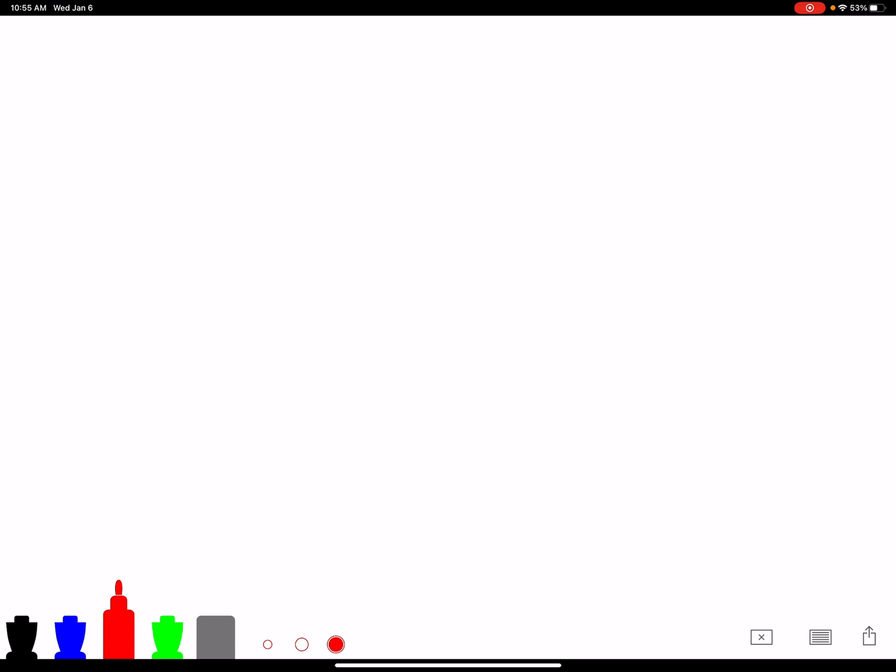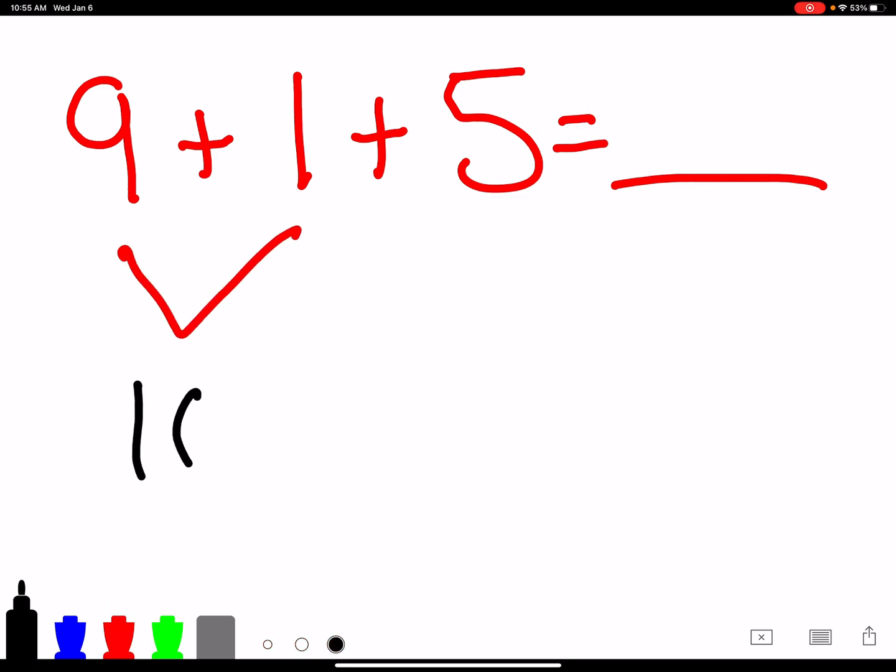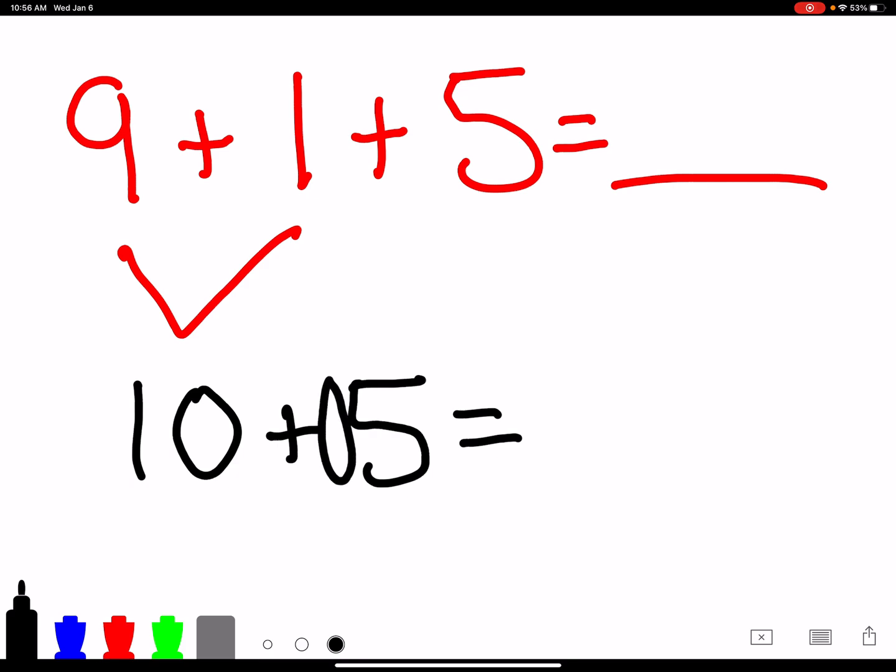So in your Big Ideas textbook, you see 9 plus 1 plus 5 equals blank. So you see the number 10. So which add-ins in this example make 10? If we add the 1 and the 5, that's going to give us the answer 6. But if we add the 9 and the 1, we get 10. But now, since we add the 9 plus 1, now we have 10 plus 5 to make things easier.